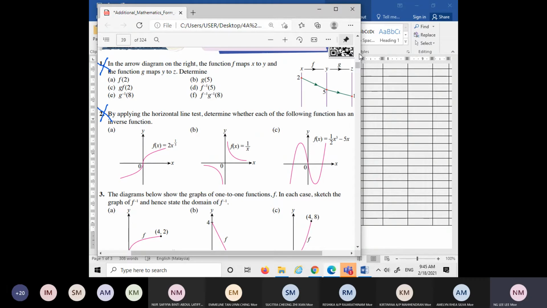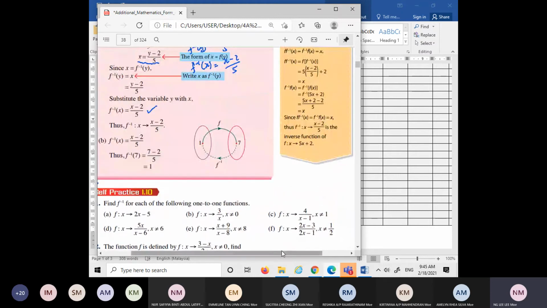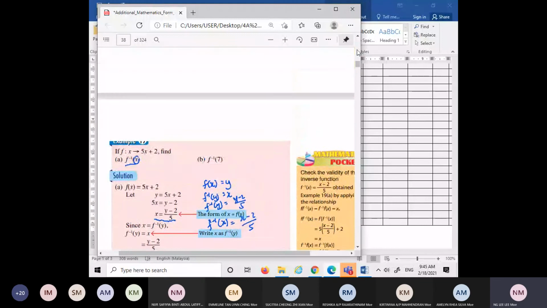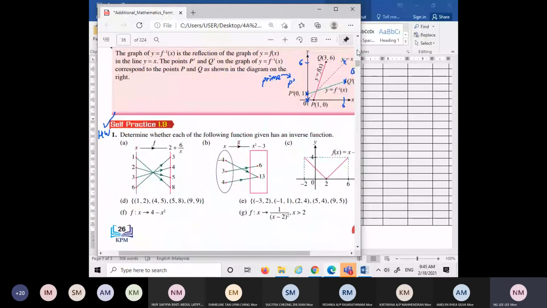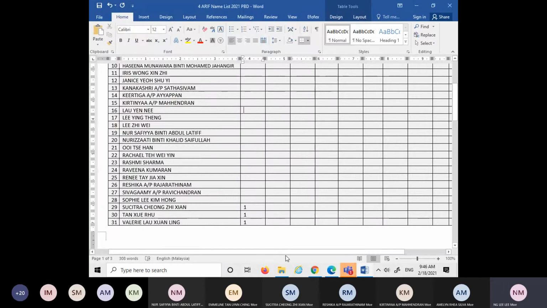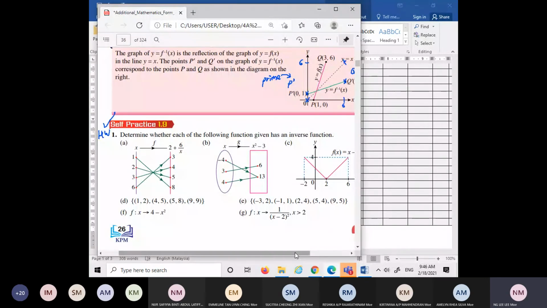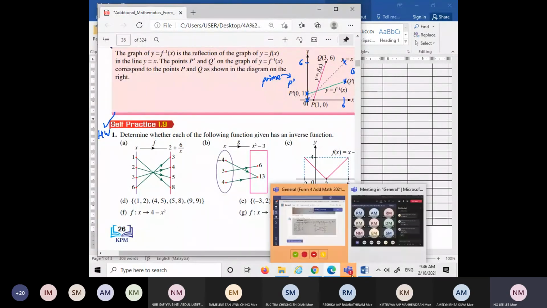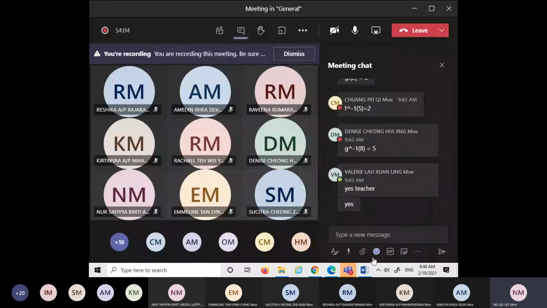Let us go to self practice 1.9. Self practice 1.9. Determine which of the following functions given has an inverse function. Maybe this one I think can do. What's the name already? Yenny. Yenny here.